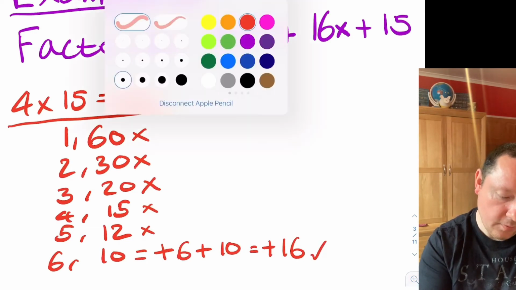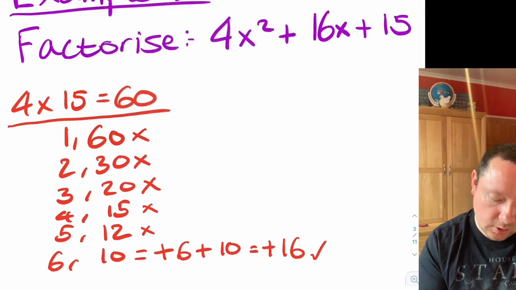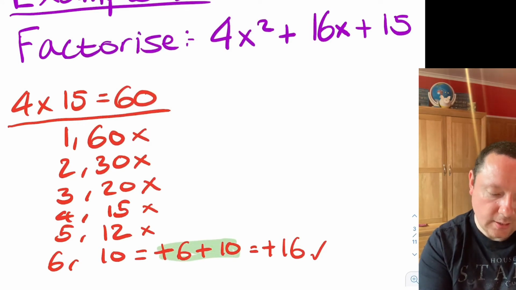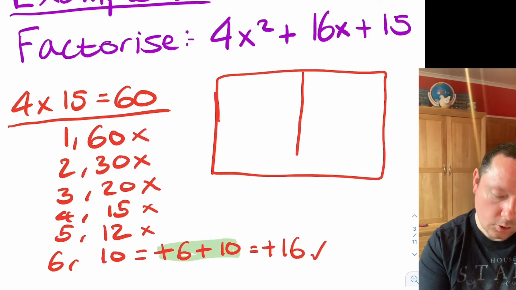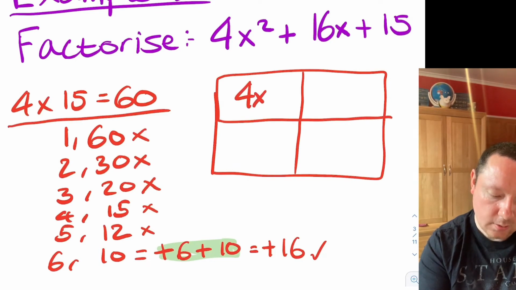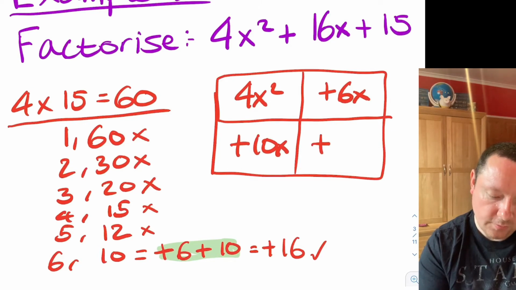So remember, these are now our key numbers, our 6 and our 10. So we draw our grid. The next step now is to draw our grid. Just draw it here, put a cross. We write the first term, 4x squared. The next thing is plus 6x, then plus 10x, and then plus 15.